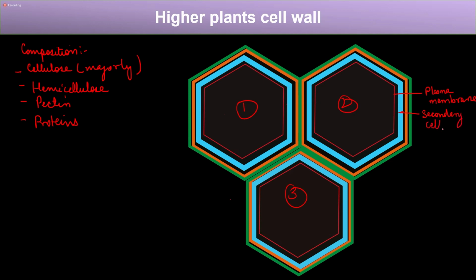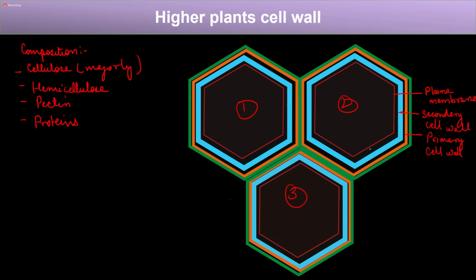This comprises of secondary cell wall. Now, next to this secondary cell wall, you can see there is this thin layer, right? And what is this layer called? This is called primary cell wall. So this layer is called primary cell wall.